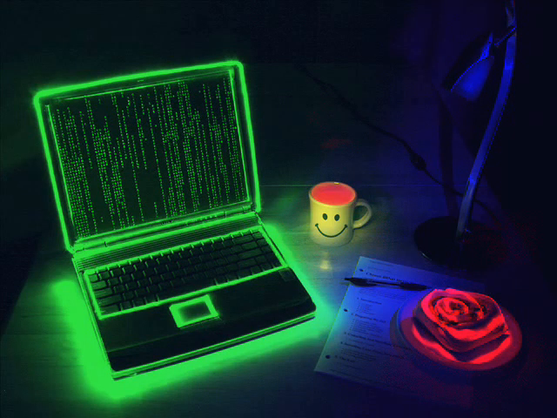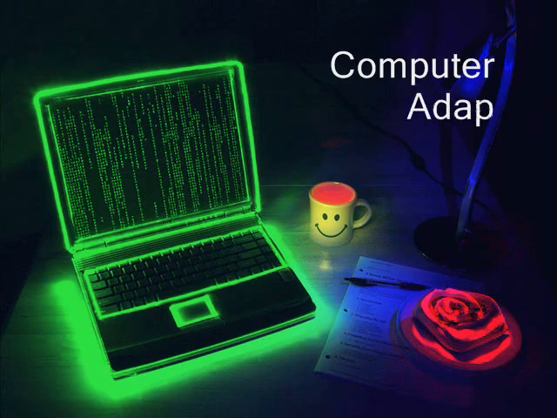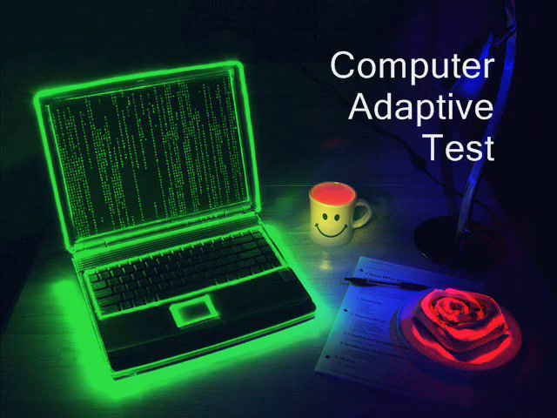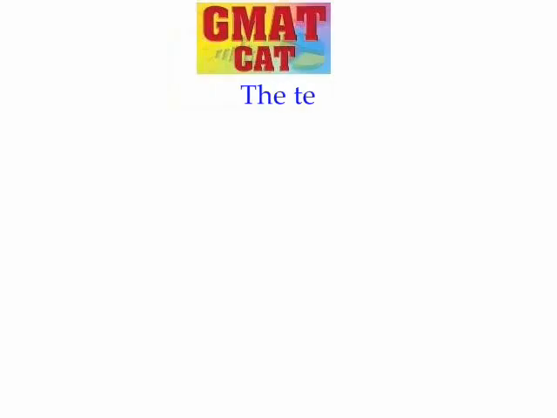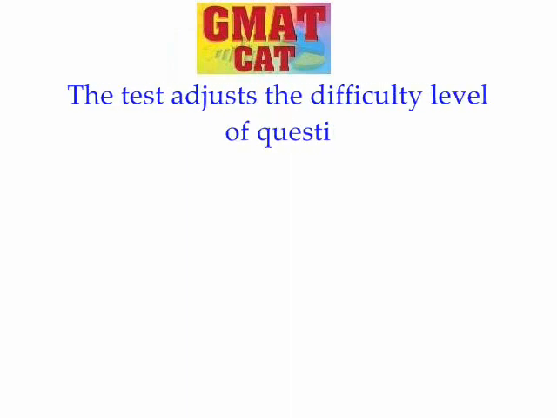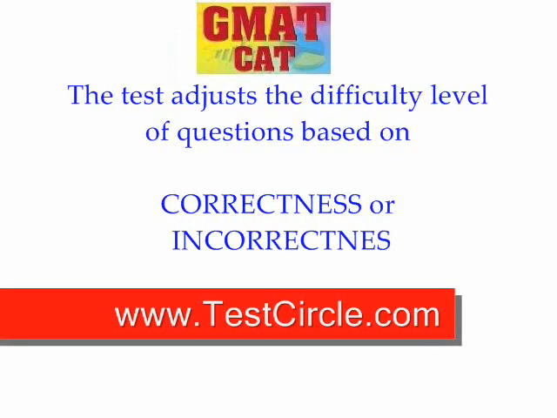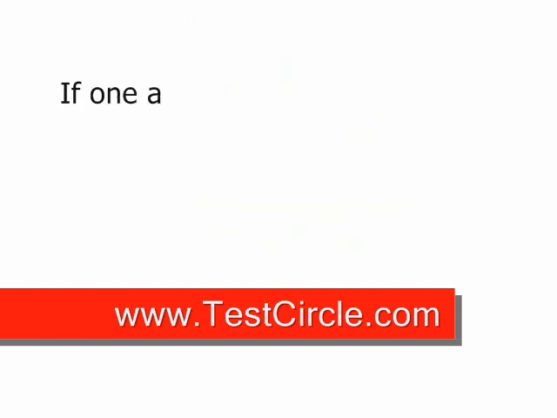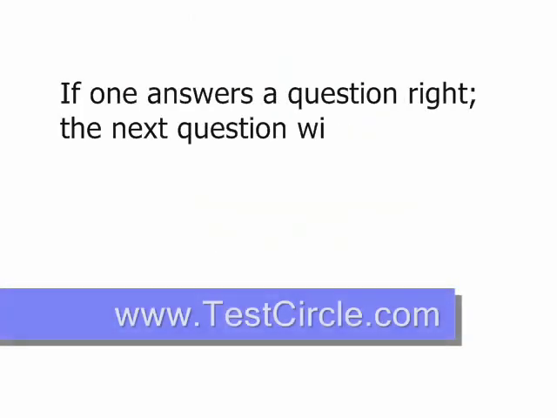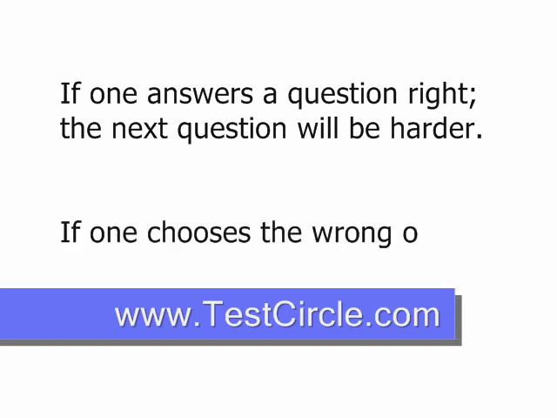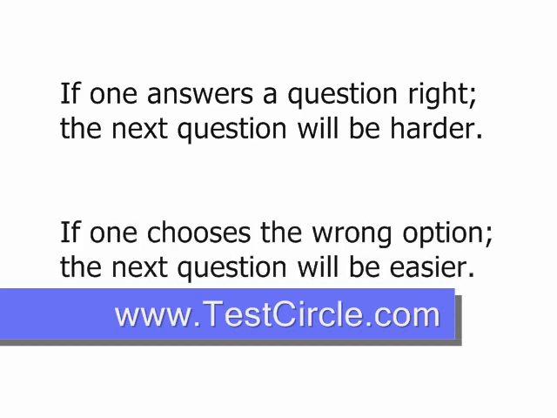I'll begin with explaining the meaning of CAT. The acronym CAT stands for Computer Adaptive Test. Simply said, the CAT test means that the test adjusts the difficulty level of questions based on correctness or incorrectness of test takers' responses. If one answers a question right, the next question will be harder. However, if one chooses the wrong option, the upcoming question will be a little easier.